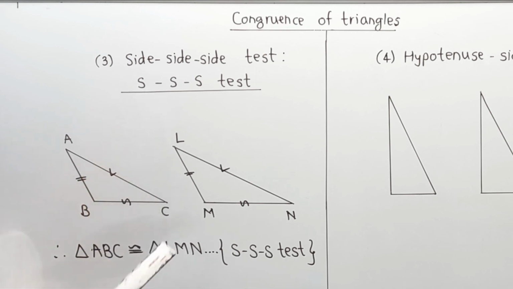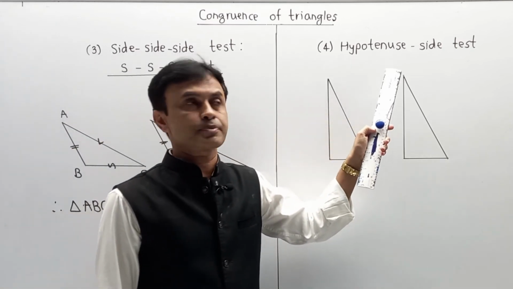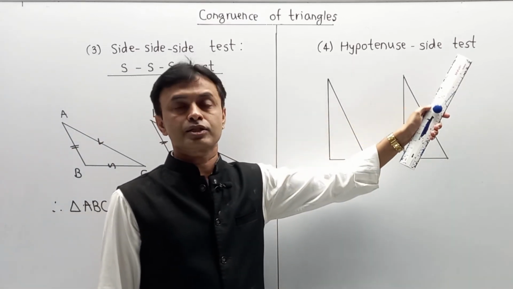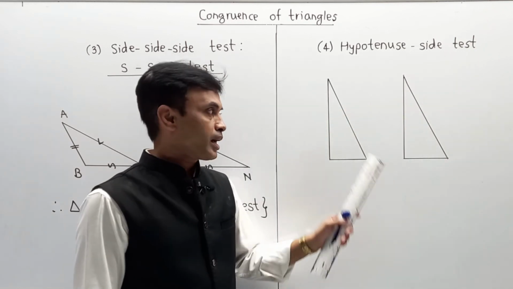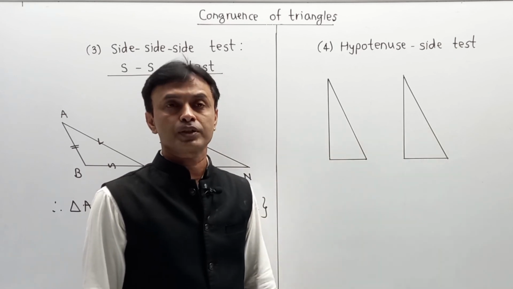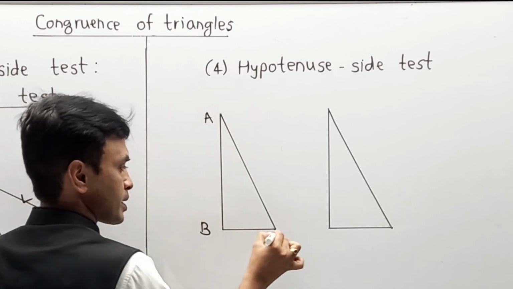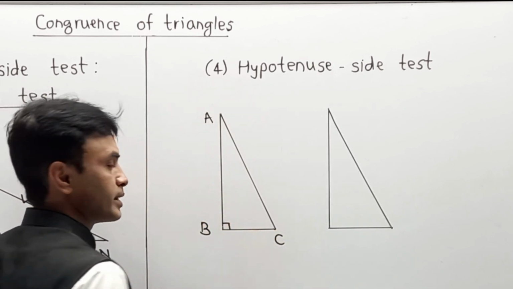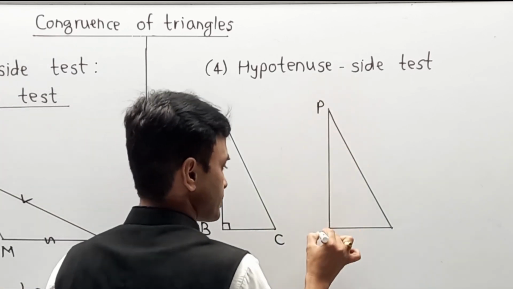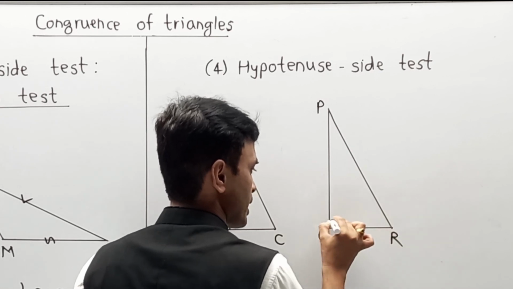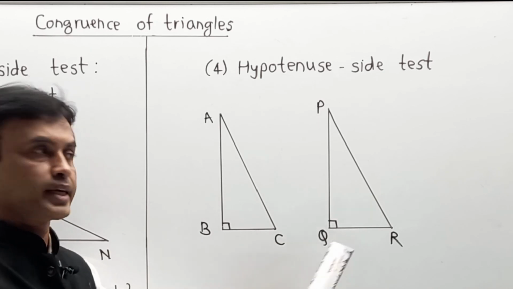Now after completing the third part, the SSS test of congruency, we are entering into the fourth and last part, that is the hypotenuse side test of congruency. Now what exactly is meant by the hypotenuse side test of congruency? Again I have taken two triangles here for comparison. I am going to call triangle ABC, in which angle B is 90 degrees, so it is a specific type. The second triangle is triangle PQR, so angle Q is 90 degrees. Here angle B is 90 degrees, here angle Q is 90 degrees.